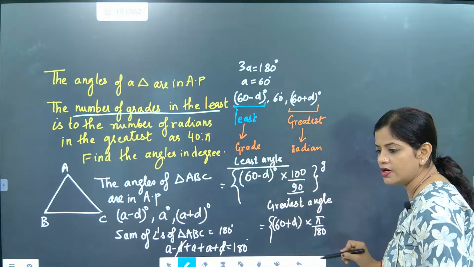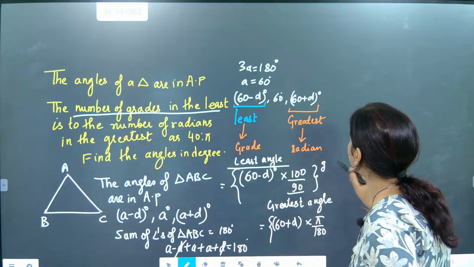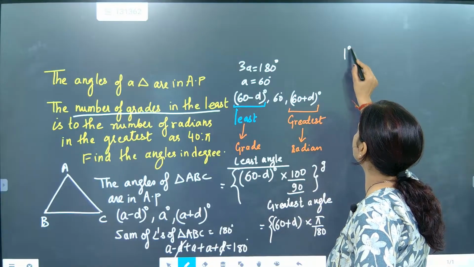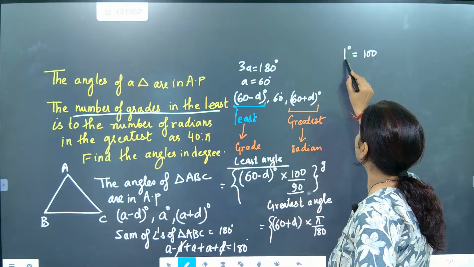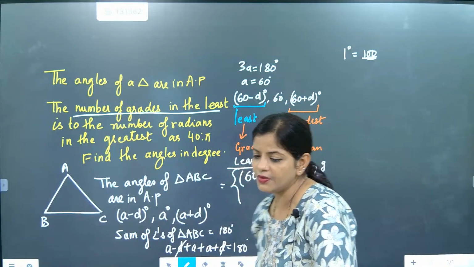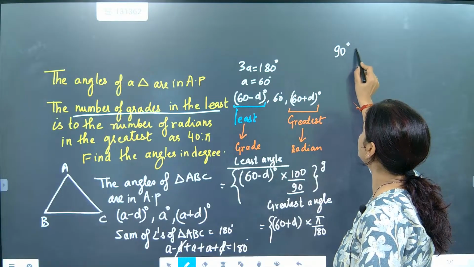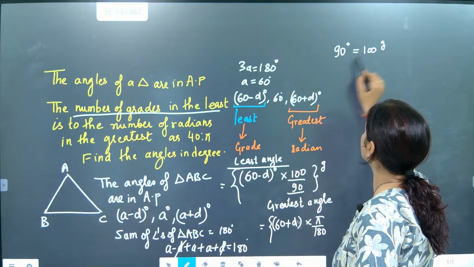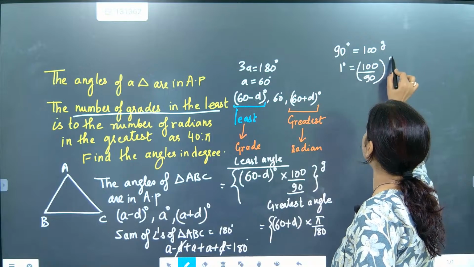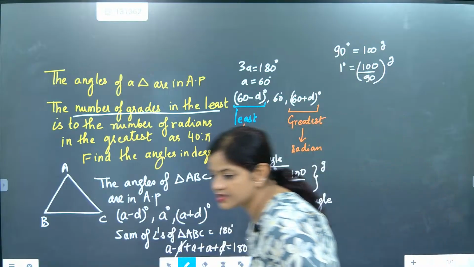Those who have not understood, I am explaining once how this grade part is coming. Somebody will be asking about this. 1 degree is divided into 100, so 90 degree will be equal to 100 grades. Remember this. 90 degree is equal to 100 grades, so 1 degree will be 100 by 90 grades. This is the only thing.